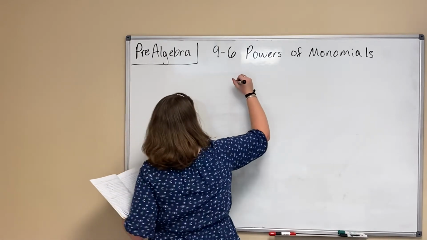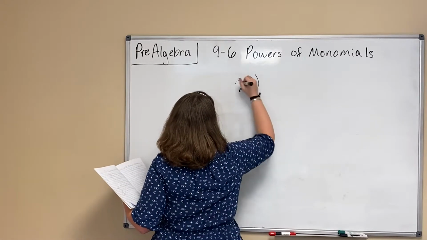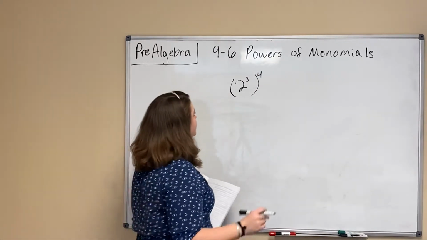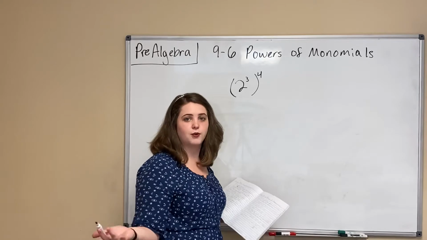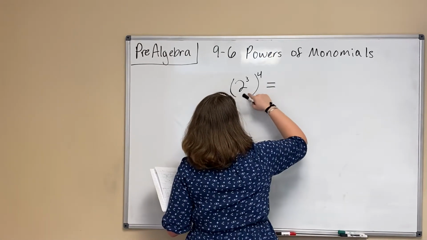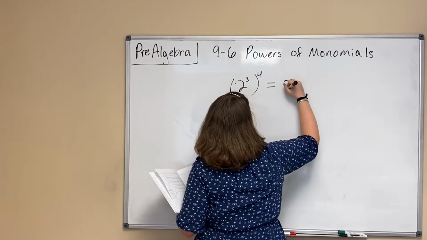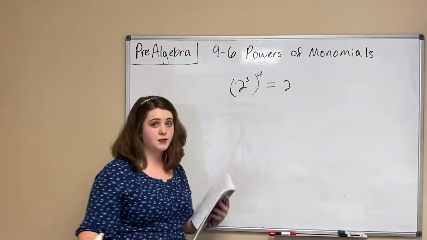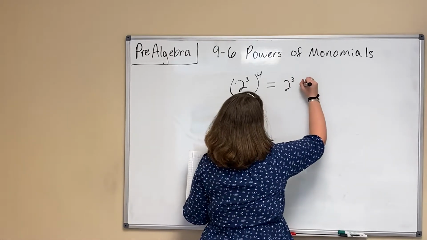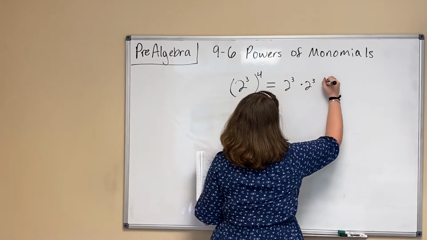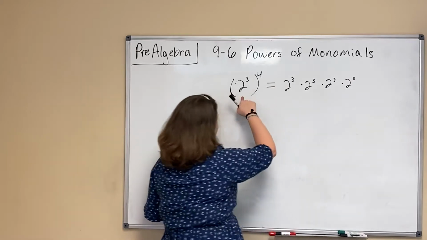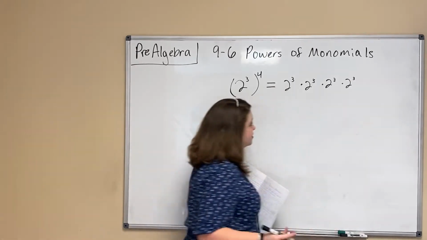So if it looks like this, 2 to the third, and that whole thing to the fourth, now what do I do? Well, let's try factoring it out like we have been so far this whole chapter. Now I have 2 to the third to the fourth, so something to the fourth is something times itself 4 times, right? So I'm doing 2 to the third times 2 to the third times 2 to the third times 2 to the third. 2 to the third 4 times.